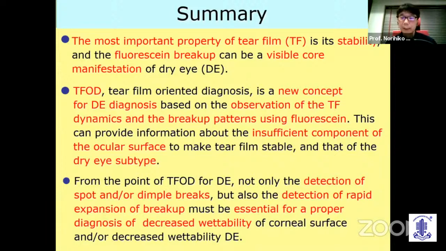TFOD, tear film oriented diagnosis, is a new concept for dry eye diagnosis based on the observation of the tear film dynamics and the breakup patterns using fluorescein. This can provide information about the insufficient component of the ocular surface to make tear film stable. And that's a dry eye subtype.